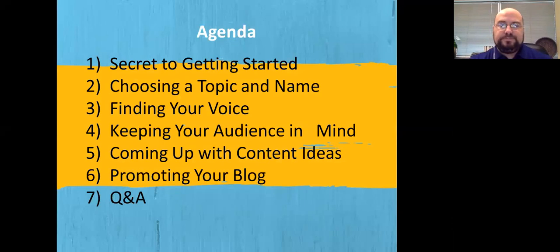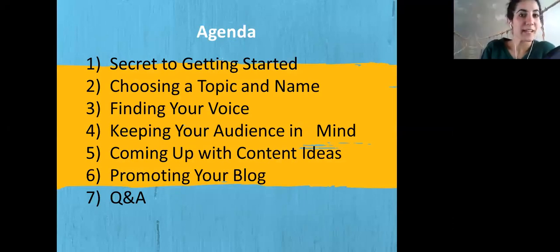So a little bit of what we're actually going to cover today. We're going to talk about the secret to getting started. We're going to talk about how to choose a topic and name for your blog. That's usually where a lot of people get hung up, so we're going to work through that today. We're going to discuss finding your voice. So what is the tone you're going to set in your blog? What's your message? We're also going to cover how to keep your audience in mind. That's definitely very important when you're blogging. How to come up with some content ideas, right? So what do you even write about every time you sit in front of your computer or pick up that pen and paper? How to promote your blog, and then we'll leave some time for some Q&A.